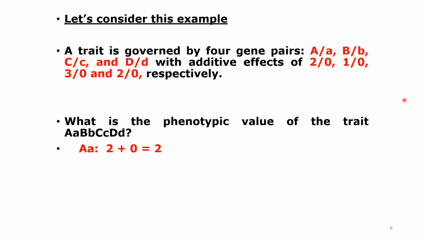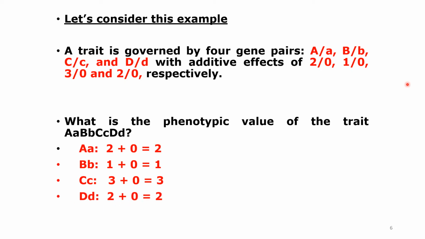So from this example, for A, small a, it will be 2 plus 0. B, small b, it will be 1 plus 0. C, small c, will be 3 plus 0. And then D, small d, will be 2 plus 0. And if you add up, this will give us a phenotypic value of 8.